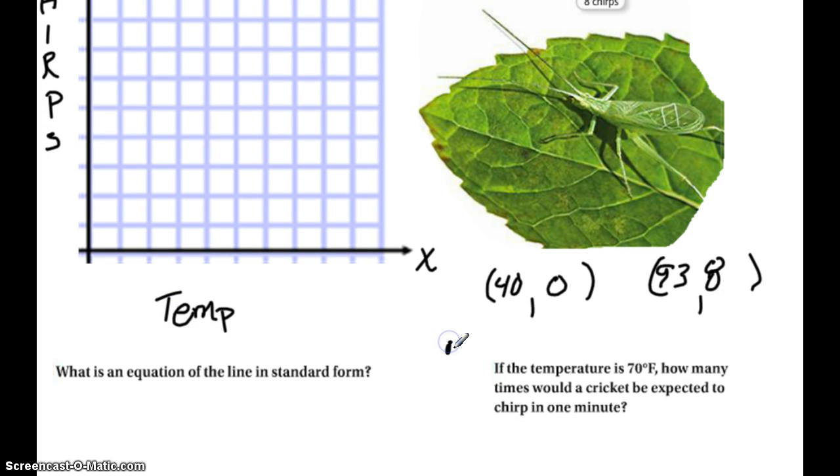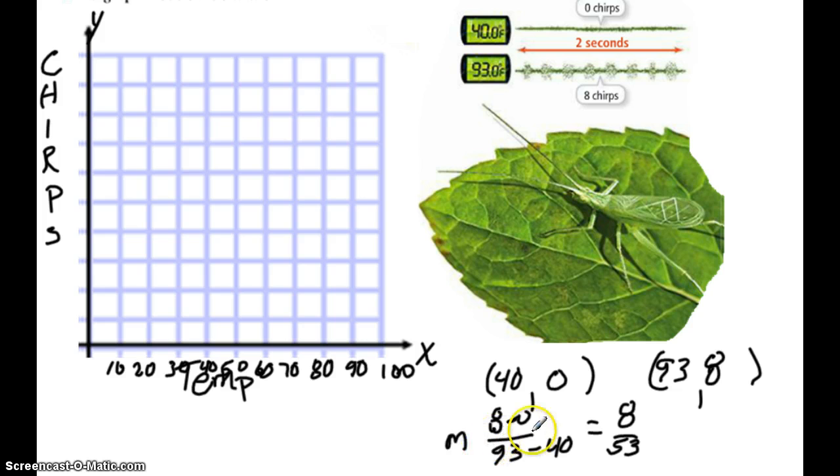Well, if you recall, slope is the subtraction of the y's over the subtraction of the x's. So 8 minus 0 over 93 minus 40. So that's going to simplify to 8 over, let's see, that's going to be 53. Okay, so now that we have our slope here, I first want to go ahead and plot some of these coordinates. 40 degrees, 0 chirps, 93 degrees, 8 chirps.